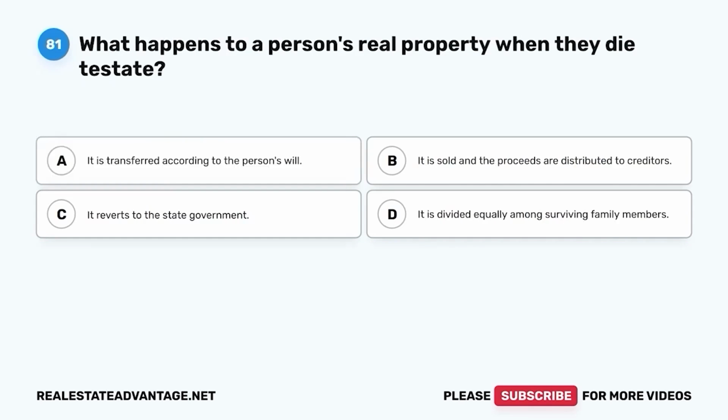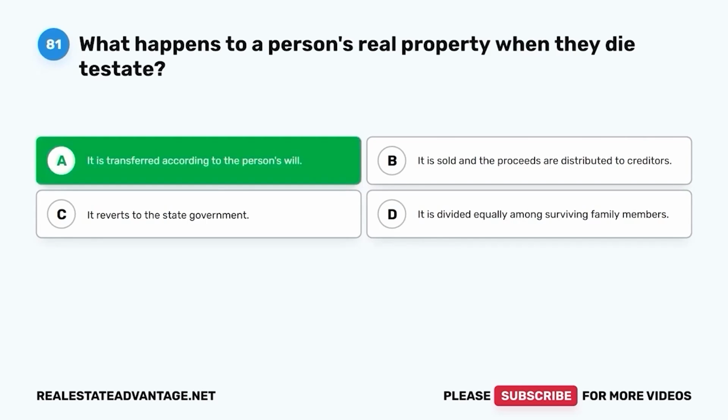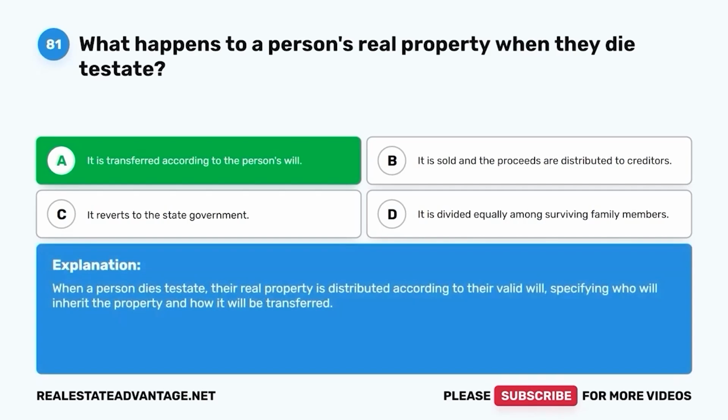Question 81. What happens to a person's real property when they die testate? A. It is transferred according to the person's will. B. It is sold and the proceeds are distributed to creditors. C. It reverts to the state government. D. It is divided equally among surviving family members. The correct answer is A. It is transferred according to the person's will. When a person dies testate, their real property is distributed according to their valid will, specifying who will inherit the property and how it will be transferred.